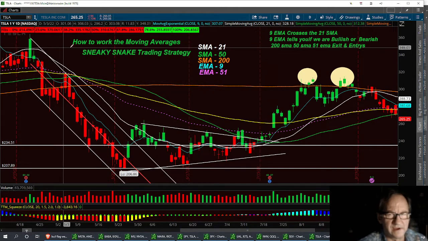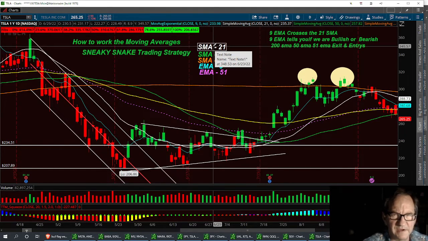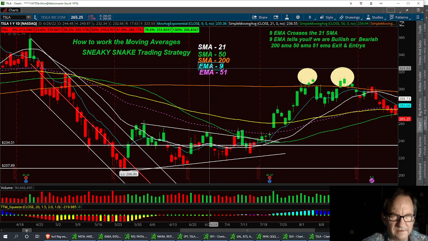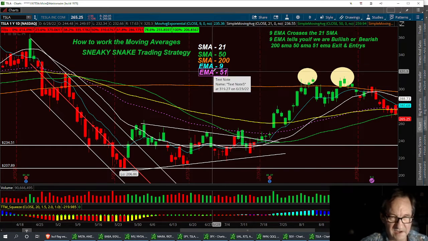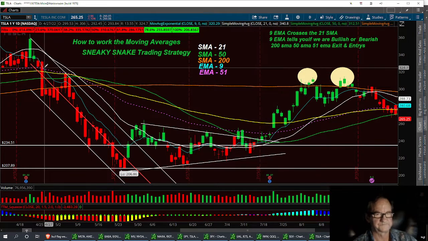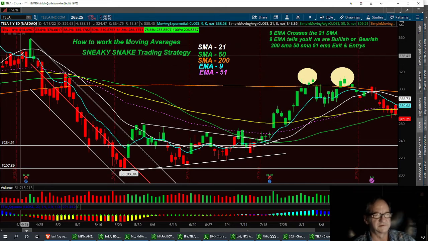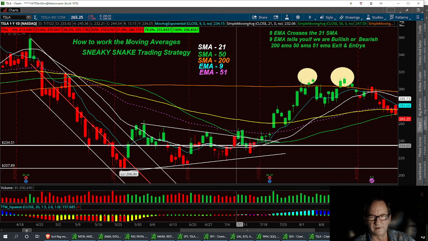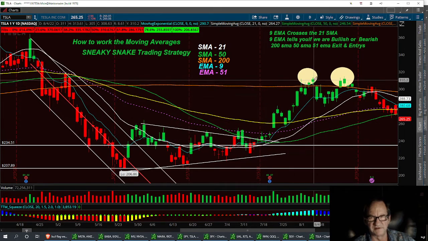We have the 9, we have the SMAs, we have the 21, the 50, and the 200. EMAs, I have the 9 and the 51. So the 9 crosses down, it's bearish. The 9 crosses up the 21, it becomes bullish. Then you use your other moving averages as resistance levels.